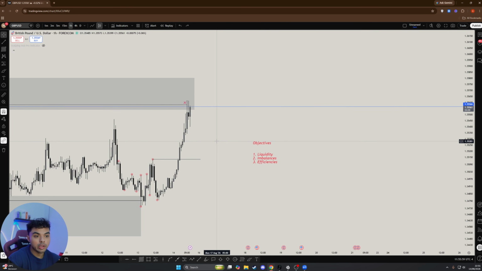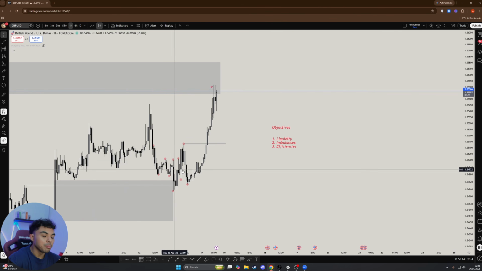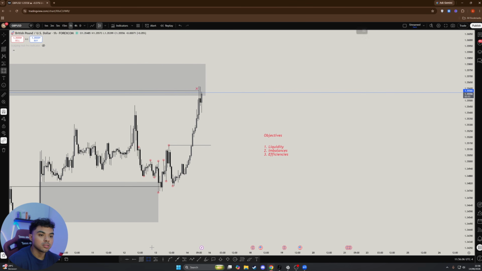And there is more to it, right? There is more concept about price delivery and that. But still, this is a basic understanding of imbalances, even though within this price here, you have multiple imbalances.